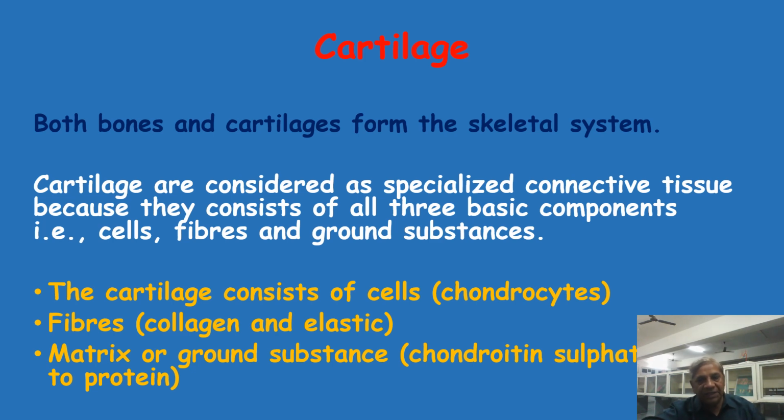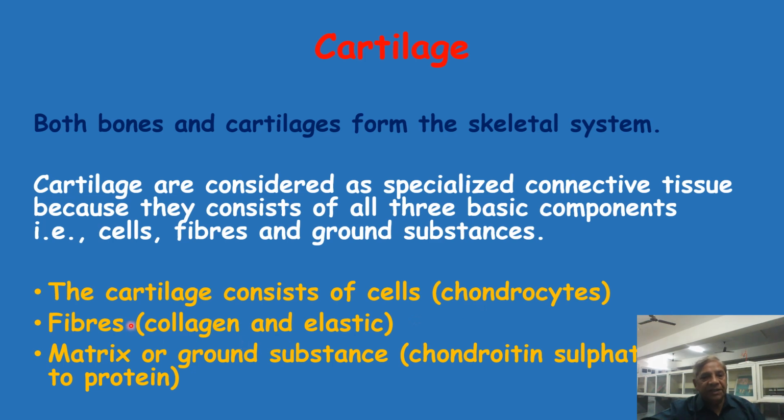So both bone and cartilage are considered as specialized connective tissue because they also contain the three different components of a connective tissue. What are these components in cartilage? In cartilage, the cell is called a chondrocyte. The cell which is present in a cartilage is called a chondrocyte. In the bone, we have learned that it was called an osteocyte.